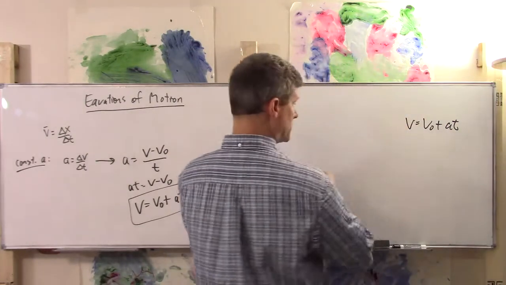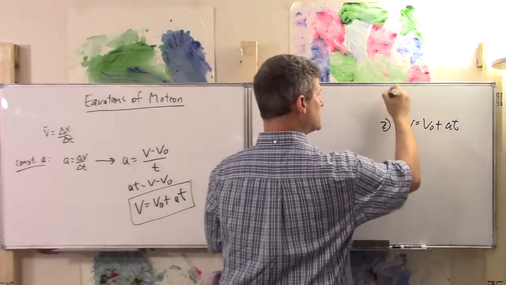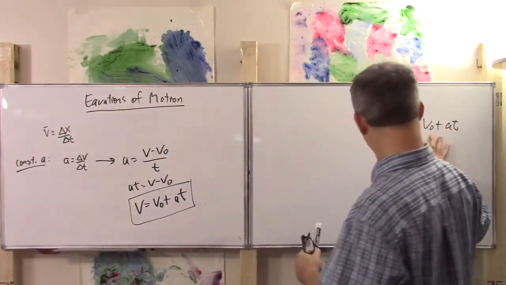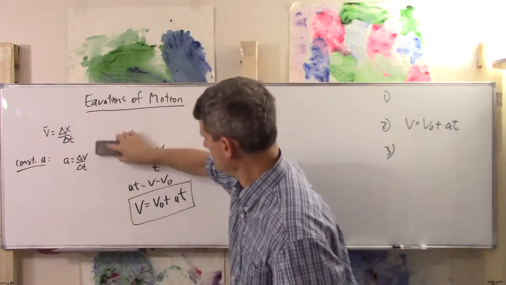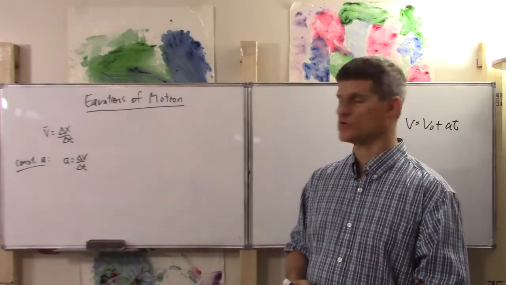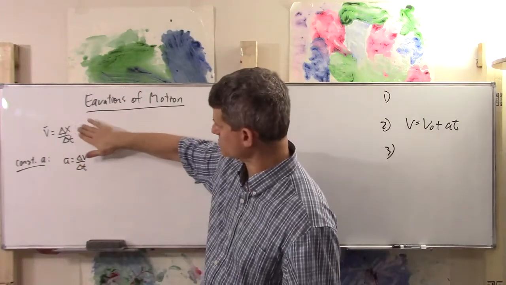So I'm going to put this over here as like number 2, and then we're going to fill in number 1 and number 3. So now that I've got it over here, I can erase this and look at our next equation of motion. Okay, for the next equation of motion, for position as a function of time, we're going to start with this one.